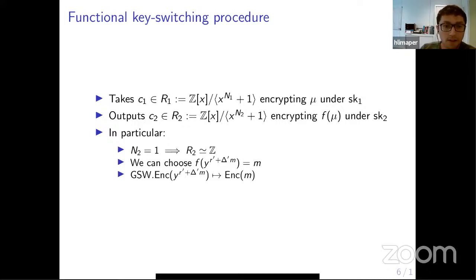So this means that we can use this general procedure to switch from a GSW encryption of a power of Y that depends on M to a base scheme ciphertext of M.